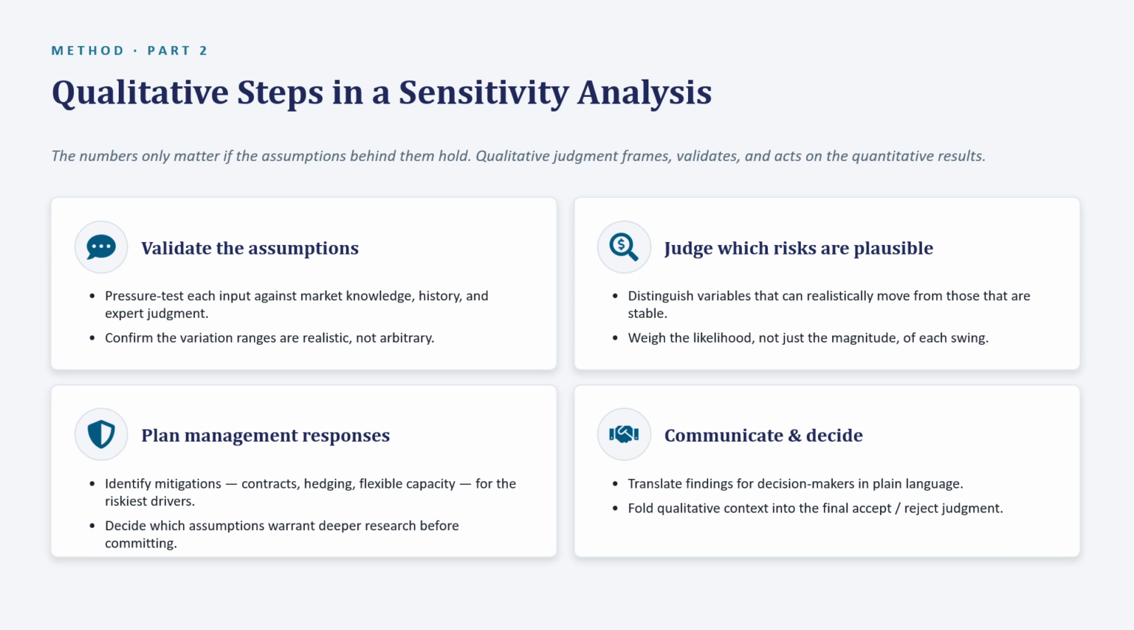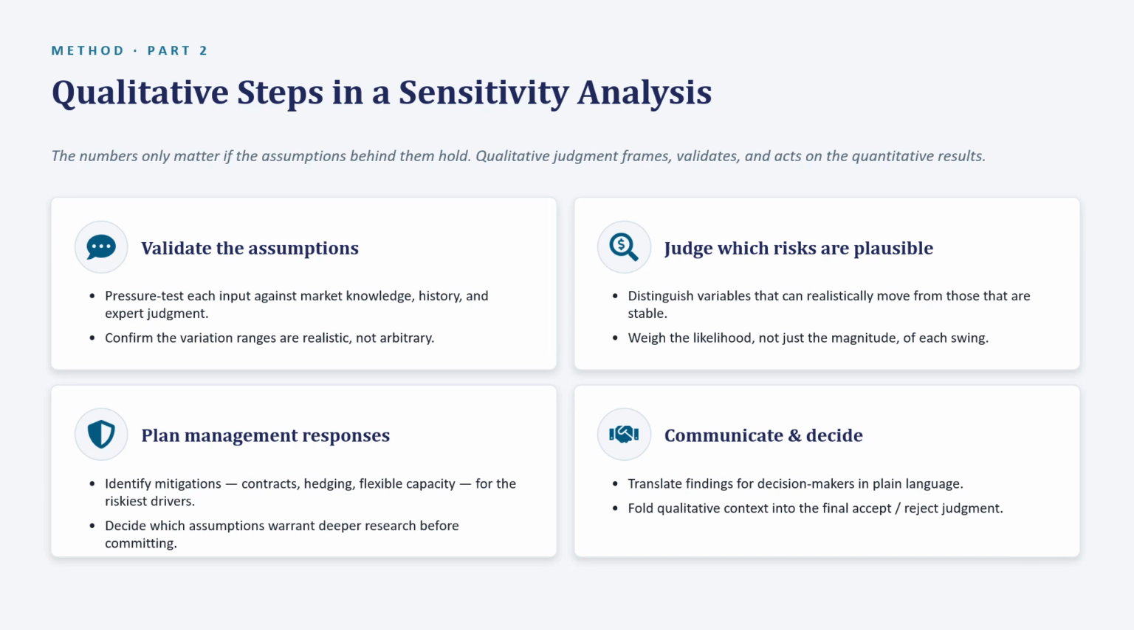The numbers only matter if the assumptions behind them are credible. Qualitative judgment frames, validates, and acts on the quantitative results. We validate the assumptions, pressure test each input against market knowledge, historical data, and expert judgment, and confirm that the variation ranges are realistic, not arbitrary. Judge which risks are plausible, distinguishing variables that can realistically move from those that are relatively stable. We weigh the likelihood of each swing, not just its magnitude.